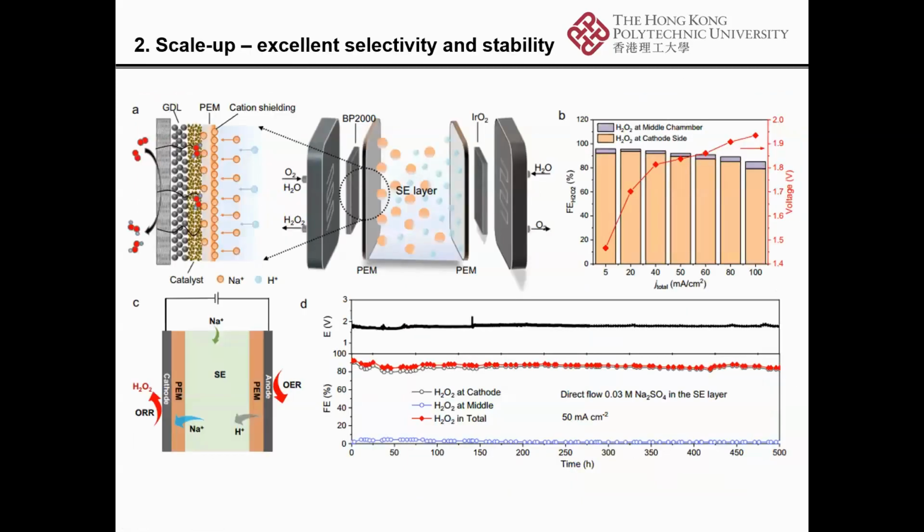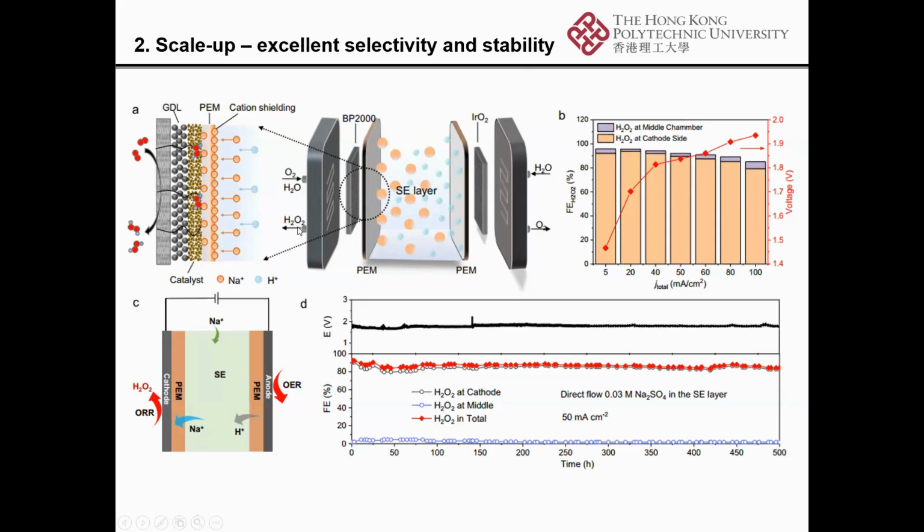And this is a general schematic for this process. Because there is sodium, we flow the sodium in the middle layer, and if we have the electricity, the sodium will go to the surface of the catalyst and modify the catalyst and then give a high production rate for hydrogen peroxide.